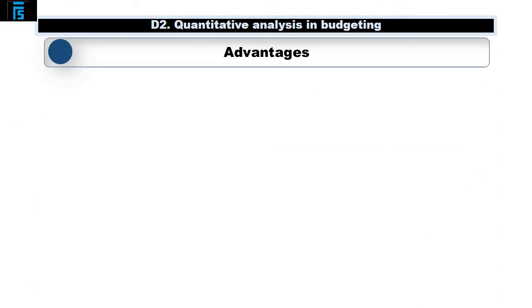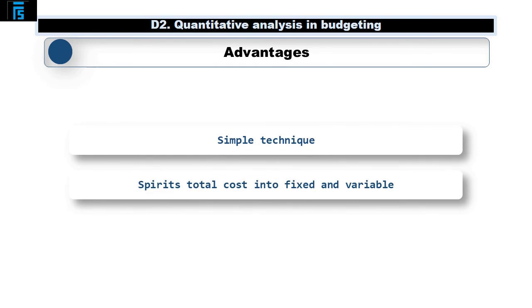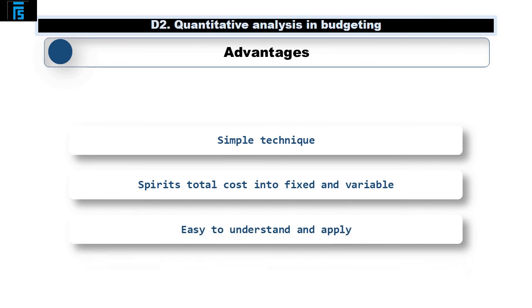The advantages of the high-low technique might include: it is a relatively simple technique which splits a total cost into its fixed and variable components. It is easy to understand and easy to apply.